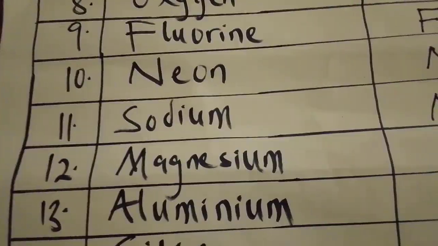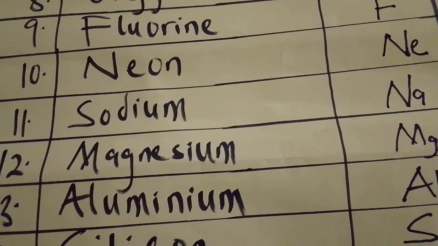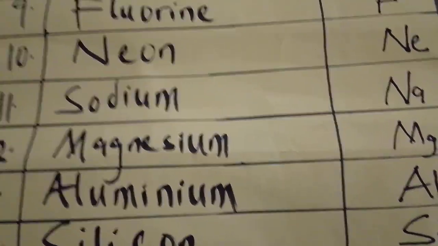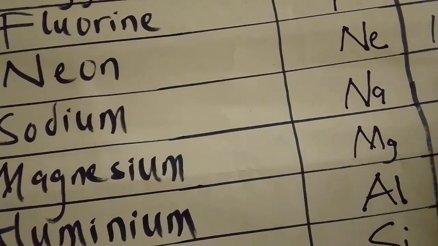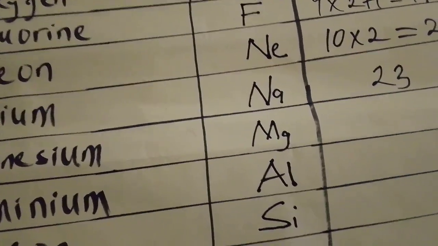Then for sodium, the atomic number of sodium is 11. So we now see sodium has an exceptional case. So its mass number is 23. Don't worry, when I finish, I will explain the reason why.